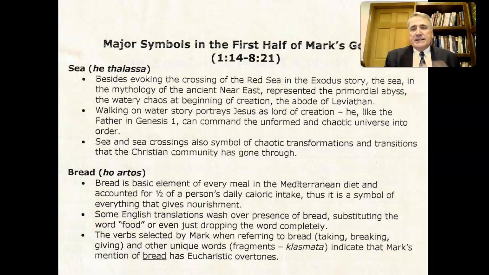And therefore these sea crossings, Laverdiere would say, anytime we see the disciples in the boat, it's really symbolizing his Christian community in some way, that they are experiencing this chaotic moment of being tossed around on the waves by the persecution they're experiencing, and how do they trust that Jesus will calm those waves. So he sees the sea crossings as a symbol of the chaotic transformations and transitions that the Markan community has gone through. All right, then the second symbol is bread, ho artos.